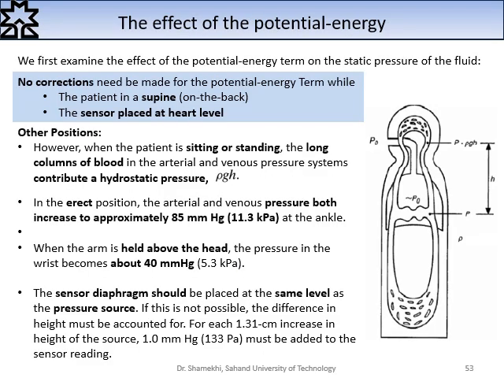The effect of the potential energy will be considered in this slide. We first examine the effect of the potential energy term on the static pressure of the fluid. For clarity, we use a simplified schematic for pressure in various parts of the body. We assume that here is the level of the heart, and this is the iso level or zero level, the reference level for the heart.